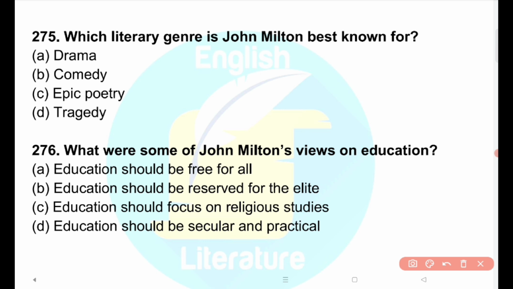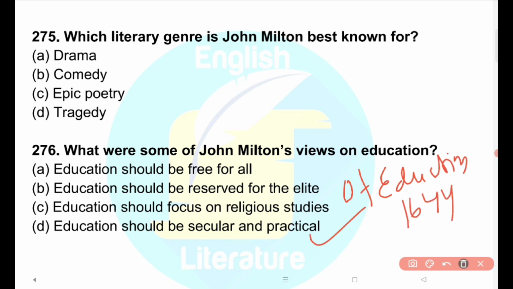What were some of John Milton's views on education? Option D, education should be secular and practical. Milton emphasized a well-rounded education that included language, science, philosophy, and practical skills. He argued that education should prepare individuals for active participation in society rather than just theological studies. His essay Of Education, 1644, outlined his educational philosophy.